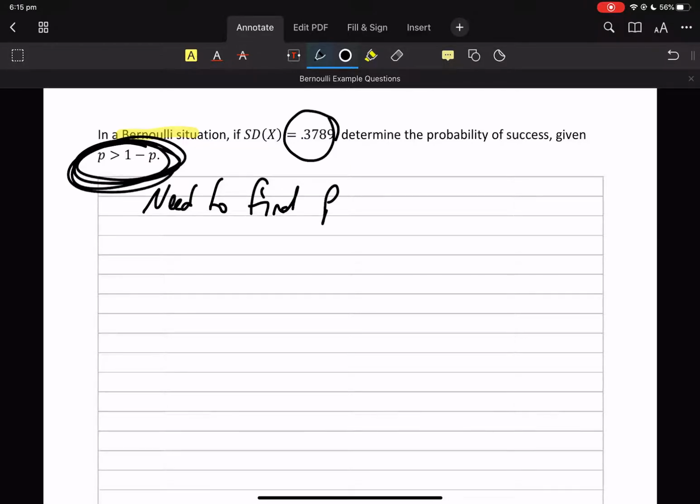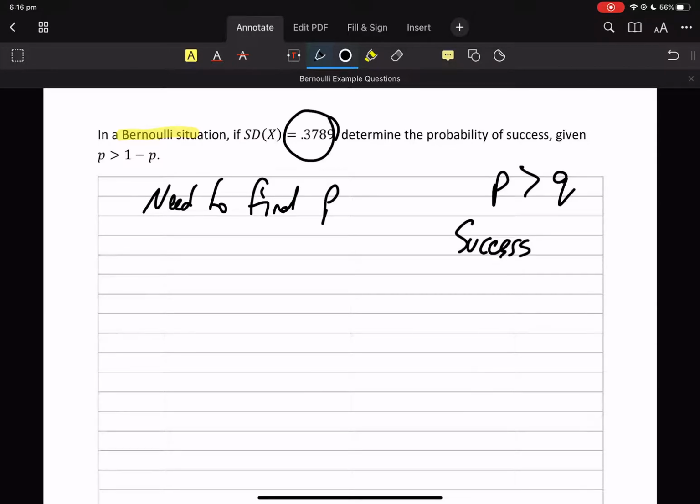Let's interpret that hint there. Let's just go P is greater than Q. So that means success: you're more likely to have success than failure, so P is bigger than Q. Let's just see how we go.